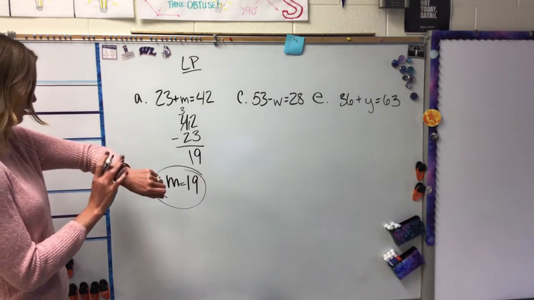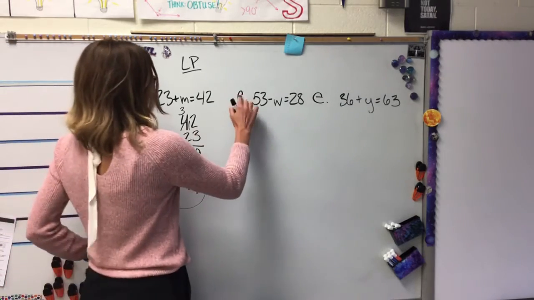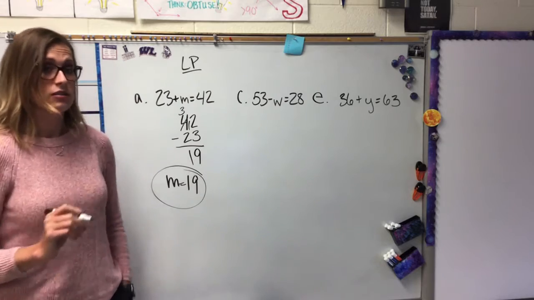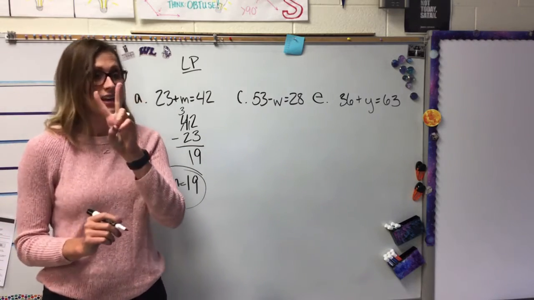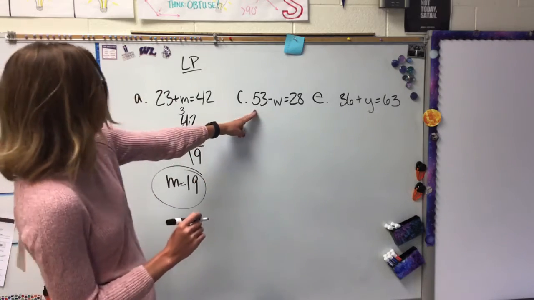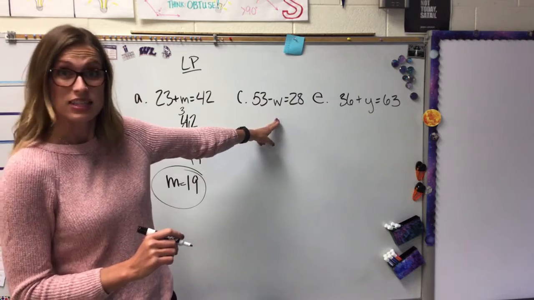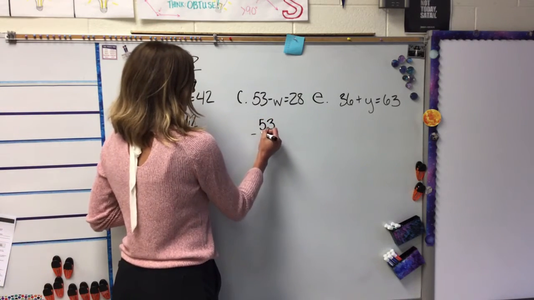C. C says 53 minus W equals 29. Missing number in a subtraction sentence, if the missing number is first, I add. If it's second, I still subtract. First add, second still subtract. Ooh, it's second. So I still have to subtract. So let's go 53 minus 29.